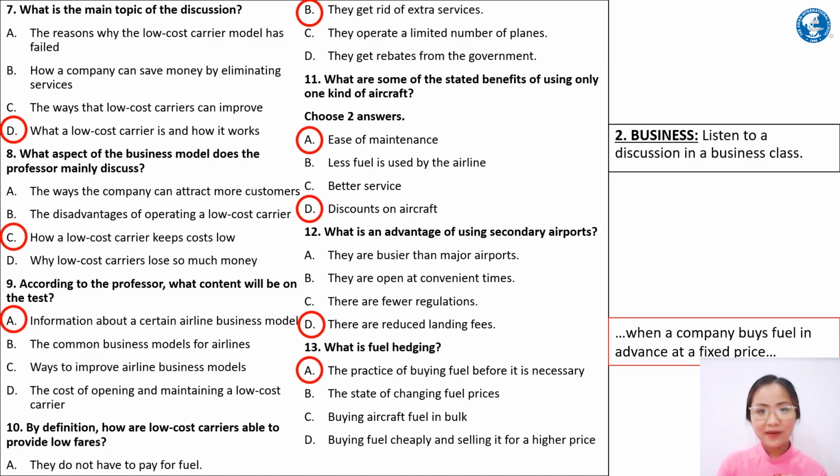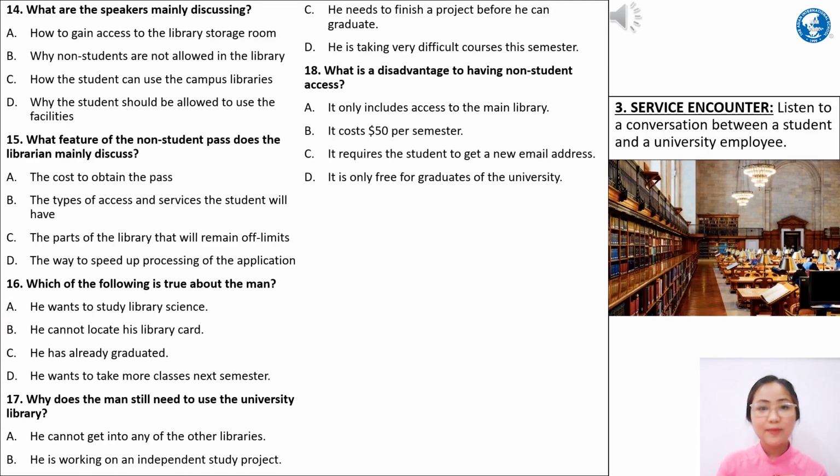Fantastic! Now, let's move on to the next topic, which is also the last one. It's about service encounter. You are going to listen to a conversation between a student and a university employee. First thing first, don't forget to read the question very quickly and underline the keywords. Are you ready to listen? Now, let's get started.